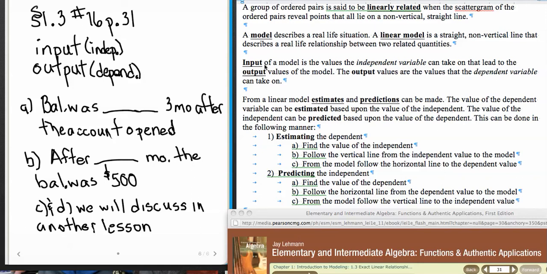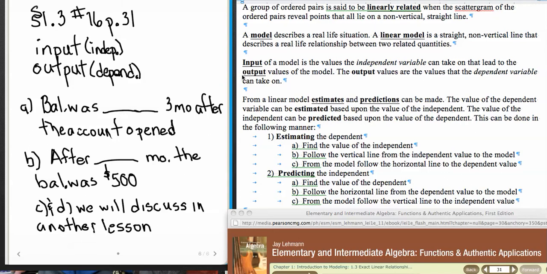A group of ordered pairs, like those that we saw last section, are said to be linearly related when a scatter diagram of the ordered pairs reveals points that lie on a straight, non-vertical line. And a model describes a real-world situation. So a linear model is a straight, non-vertical line that describes a real-life relationship that exists between two related quantities.